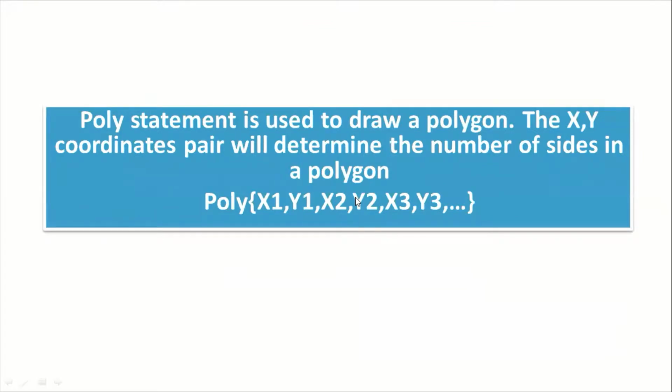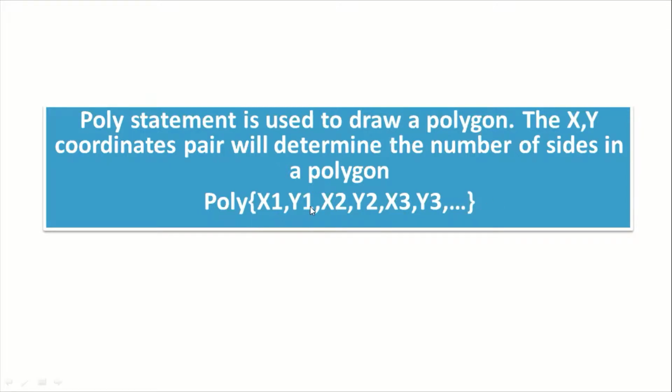Now we can also use the poly command. The poly statement is used to draw a polygon. The x and y coordinates will determine the number of sides in a polygon. A polygon can have multiple sides. It can be of four sides, it can be three sides, or five, six, whatever you want to draw. If you want to draw a hexagon or octagon, we can use the poly command for that. So we will use poly and curly brackets open. In this case, we have to use curly brackets.